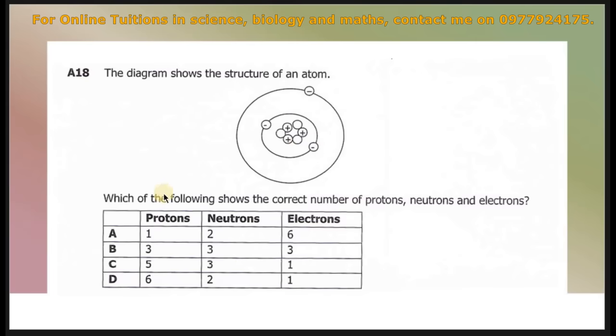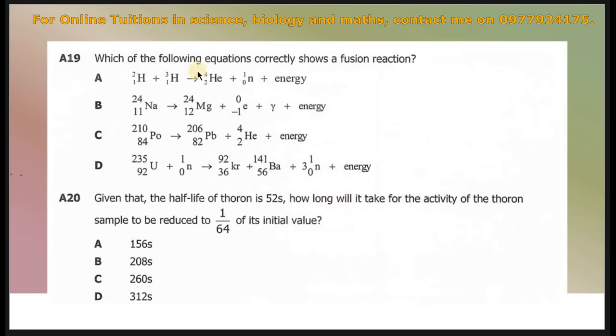Now, the question is, which of the following shows the correct number of protons, neutrons, and electrons? So this was simple. We know protons are 3, neutrons are 3, electrons are 3. So when they say proton 1, no. Proton 3, yes. Neutron 3, yes. Electron 3, yes. So this is the answer, B. Then question 19 says, which of the following equations correctly shows a fusion reaction? The answer is actually A.